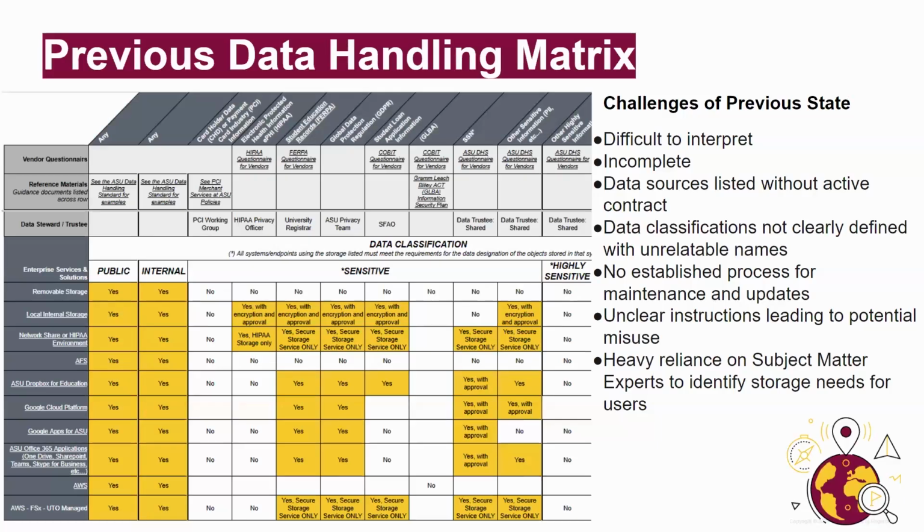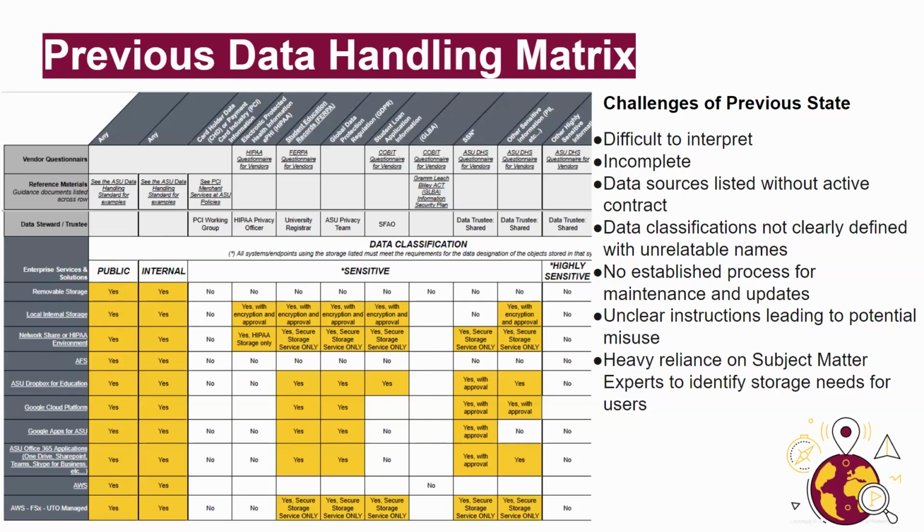If any of you have been using data at ASU for a while, you're probably familiar with this not terribly attractive Google sheet called the data handling matrix. When we were first tasked with this project, this was the tool that told you whether it was safe to store a particular type of data in a particular system. And it had a slew of challenges.